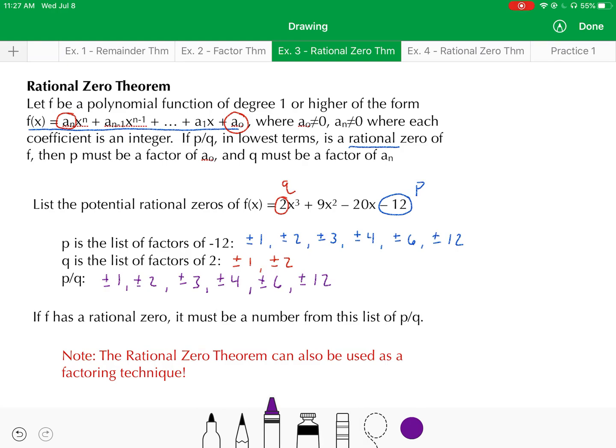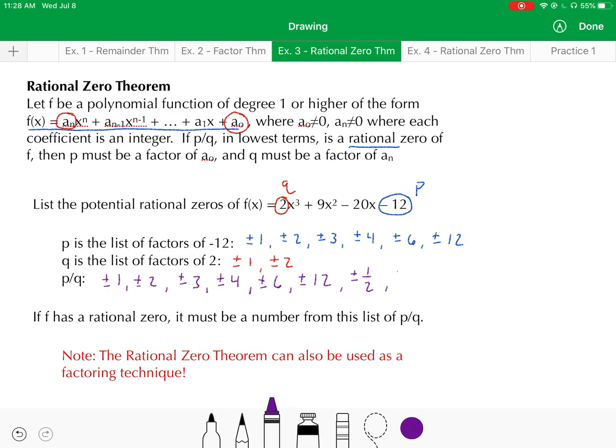Okay, now I have to take all the blue numbers and put them over plus or minus 2. So if I did plus or minus 1 over plus or minus 2, that would lead me to plus or minus 1/2. Plus or minus 2 over plus or minus 2 reduces to 1. So I don't need to put that in my list because I already have 1 in my list.